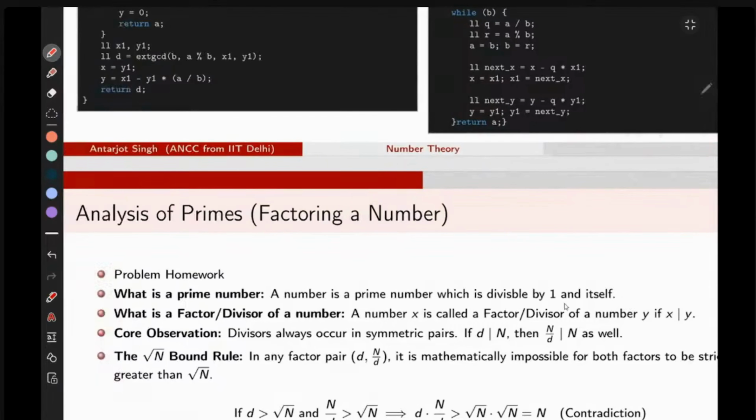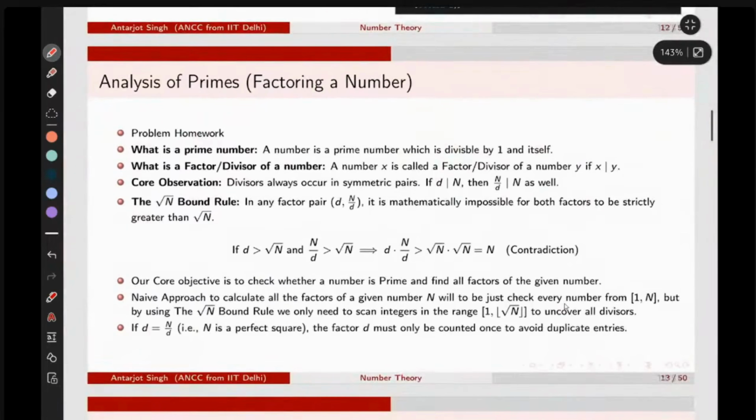So I'll upload this PDF in the group and you get to click on this problem homework. I can't because I'm editing the PDF. When you click on it, you get redirected to the link.